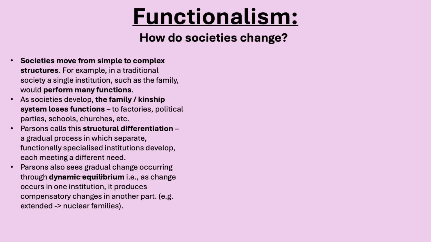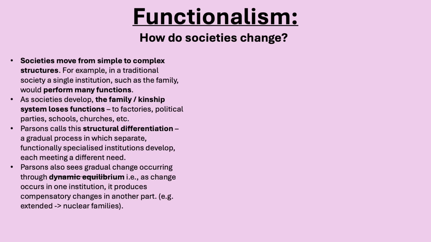And next up we have, how do societies change? So societies move from simple to complex structures. For example, in a traditional society, a single institution such as the family would perform many functions. As society develops, the family/kinship system loses functions to factories, political parties, schools, churches, etc. Parsons calls this structural differentiation, a gradual process in which separate functional, specialised institutions develop, each meeting a different need.